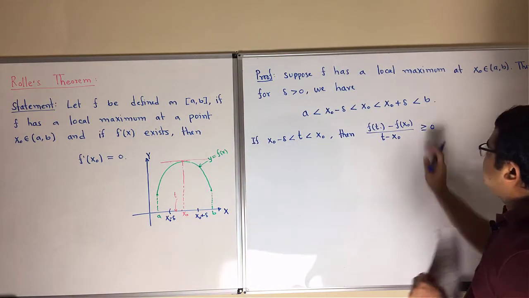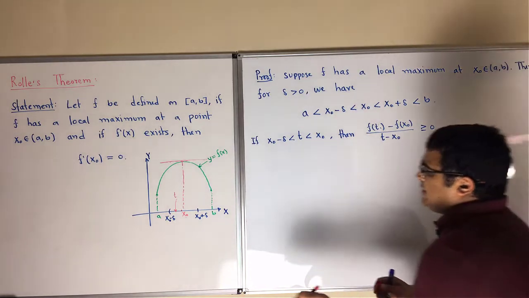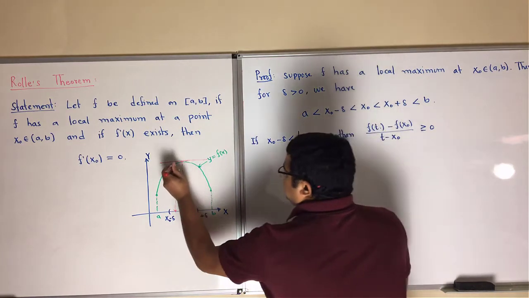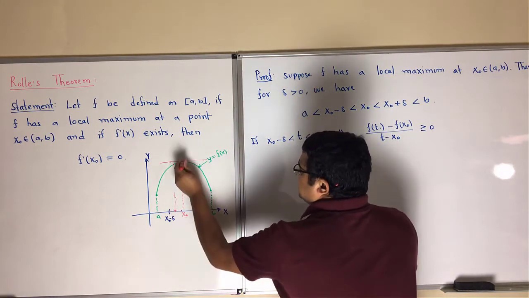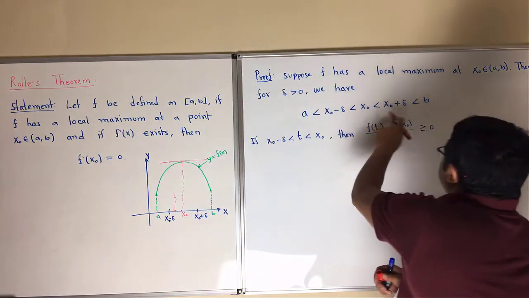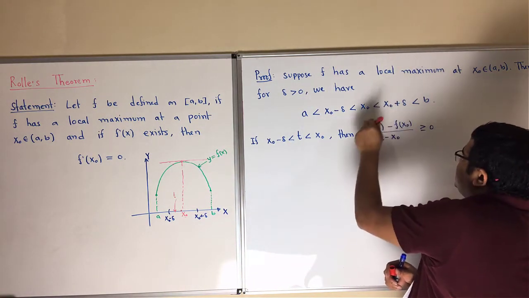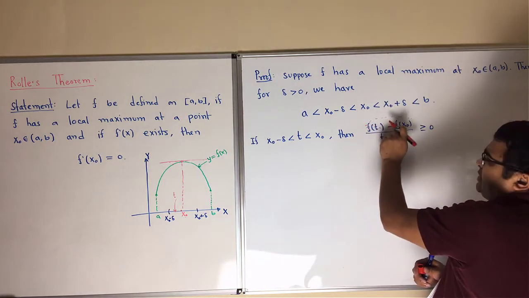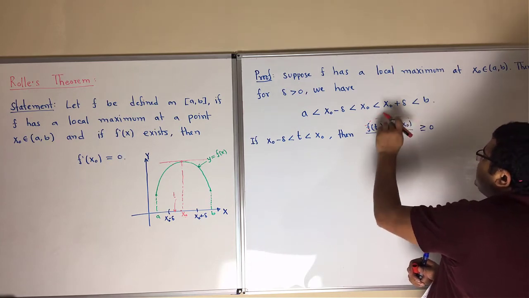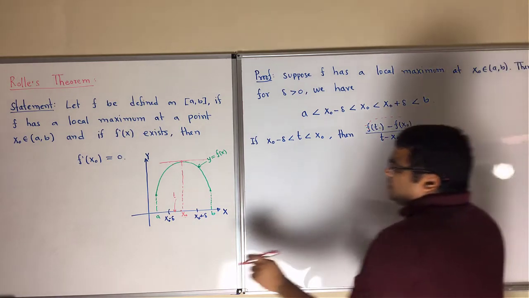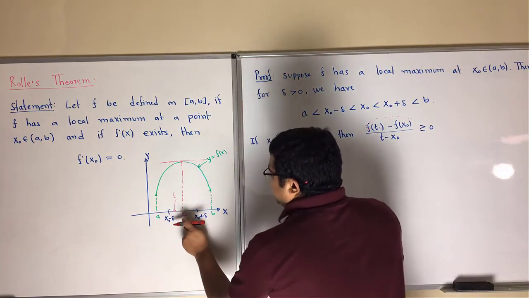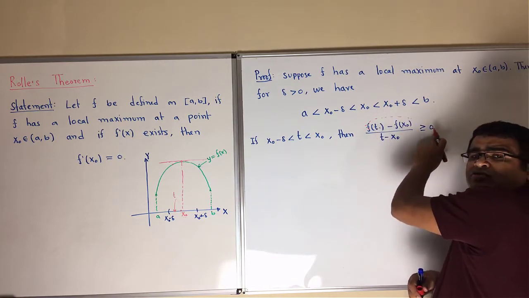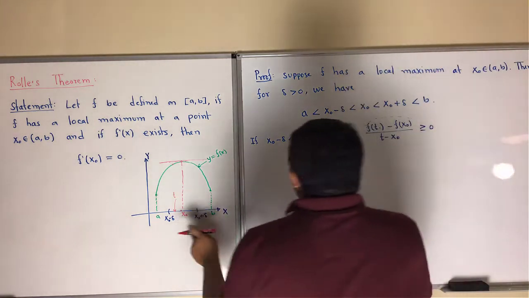Why is this more than or equal to 0? Because f(t) is here and f(x0) is here, so f(t) minus f(x0) would be a negative number. The numerator is negative because f(t) is less than f(x0). And t minus x0 is also a negative number. So both are negative numbers, therefore the quotient would be positive, and if they are the same point then it would be 0.